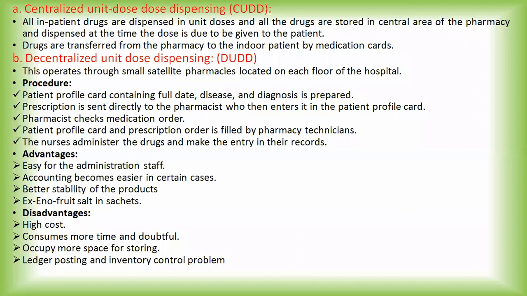What are the disadvantages? The cost becomes high. Why does it become high? Because at each floor you have to maintain a pharmacy. The number of personnel and technicians required will be more, so the cost will increase. It consumes more time and is doubtful, because in between the patient and the pharmacy, or between the medication order and the pharmacist, many personnel are coming.